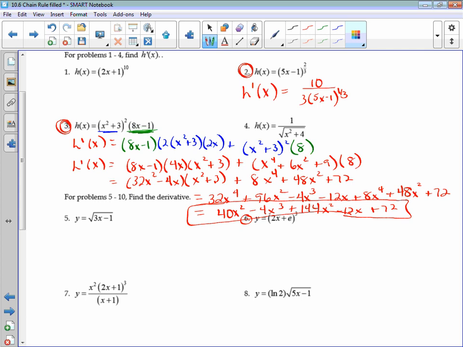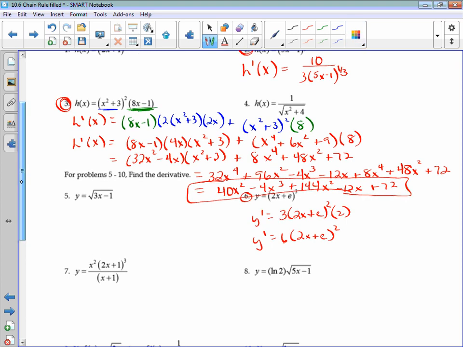Okay. Alright guys, for y prime, did you get 3 times 2x plus e squared times 2, so 6 times 2x plus e squared? Yes. Okay. Let's go back and look at this one again, and I'll show you why I factored the way I did.